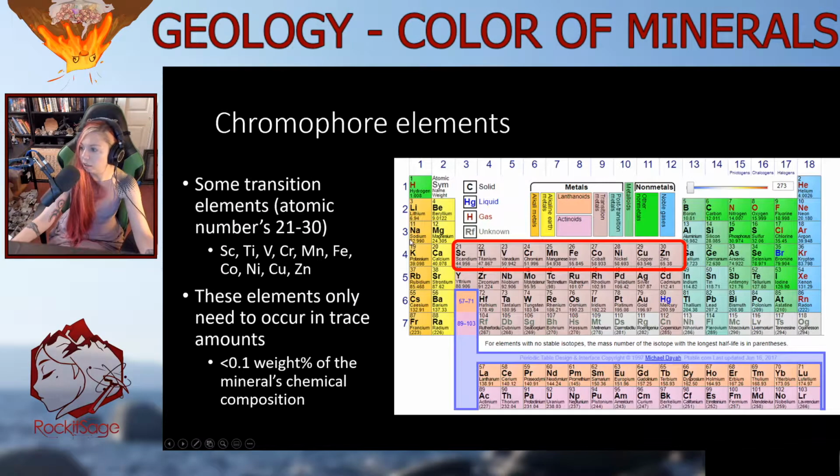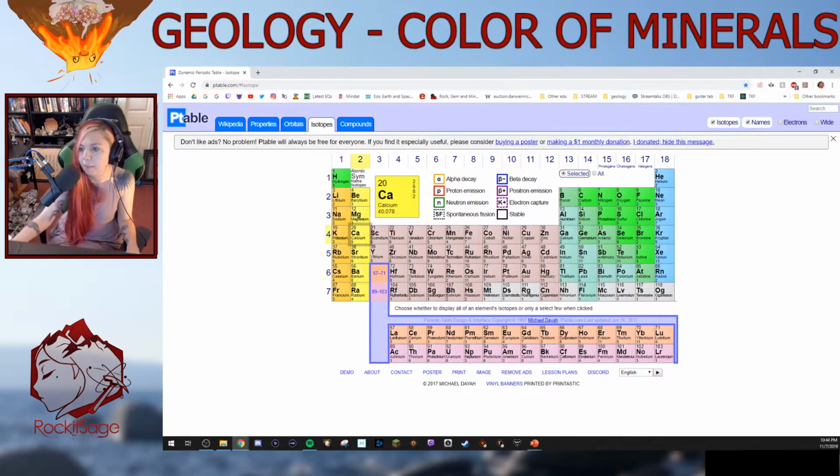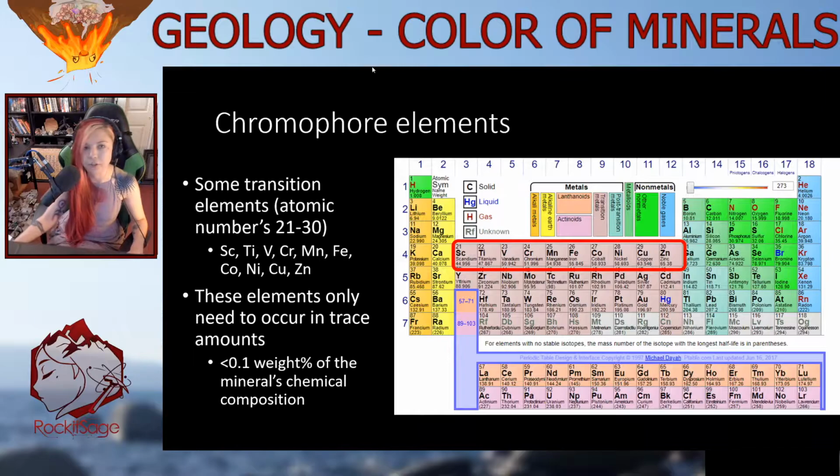So back to this. This is the periodic table. I don't remember where I got this. I think it's ptable.com. Yeah, it's ptable.com. The link is here if you guys want that. It's a dynamic periodic table, and I really like using this for a lot of stuff. I just screen capped it and then circled the transition metals that I needed to.